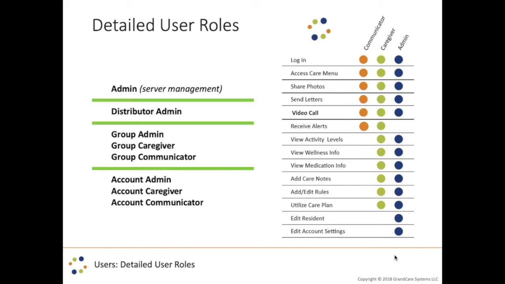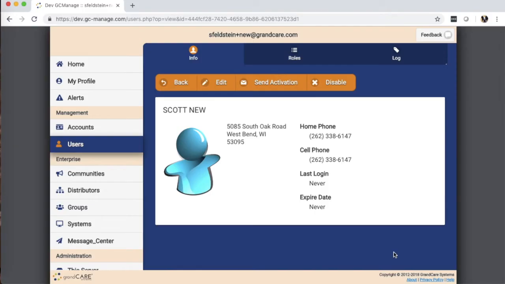Now look at the blue dots, the administrator role. You'll notice that they can do almost everything. And like we said before, they typically cannot receive alerts. If you have an administrator who needs to receive alerts on a particular group or a particular GrandCare unit, then you would have to add them a caregiver role to that group or that GrandCare to make sure that they were targetable by alerts for those things. And that's how it works. That is user roles.